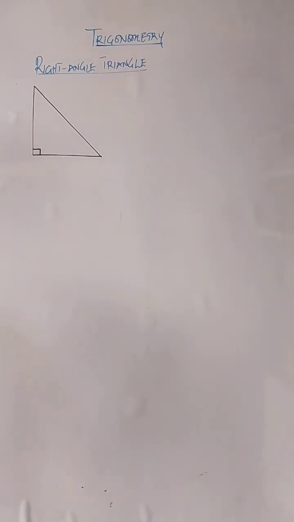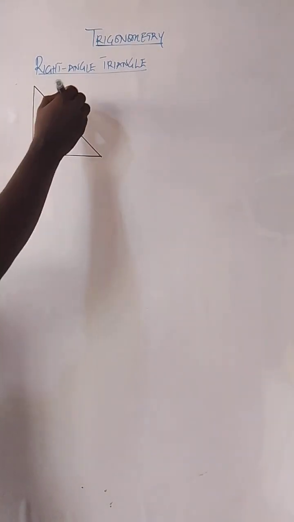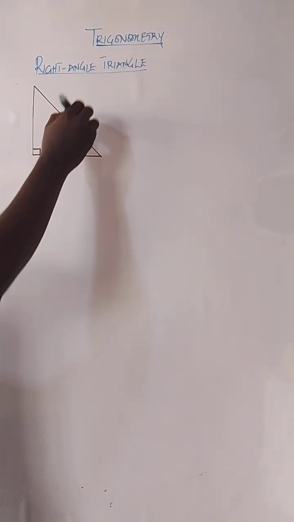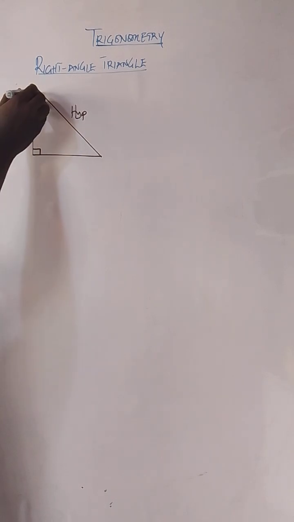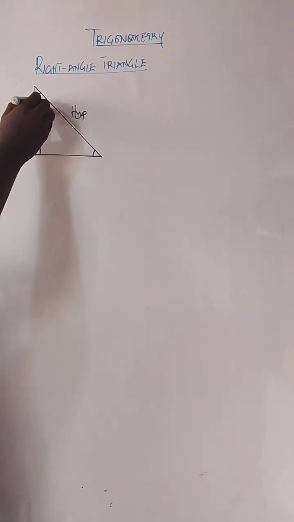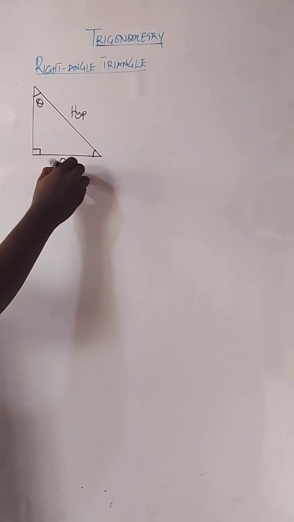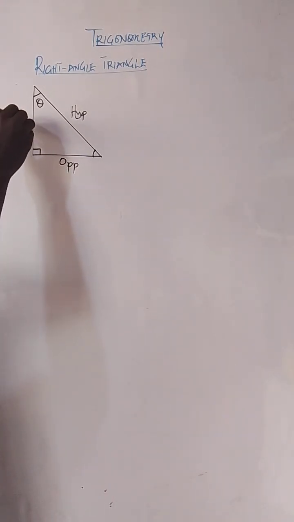For this right angle triangle, the longest side is the side facing 90 degrees. It's called the hypotenuse. Then this triangle has two angles, this angle and this. If we are considering this angle here, let's call it theta. The side facing this is the opposite, while the third side is the adjacent.